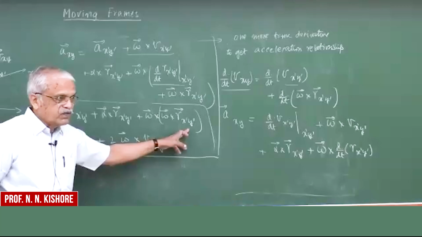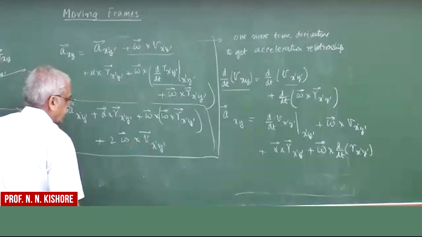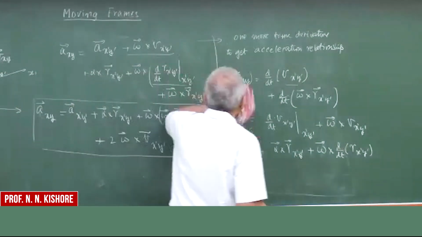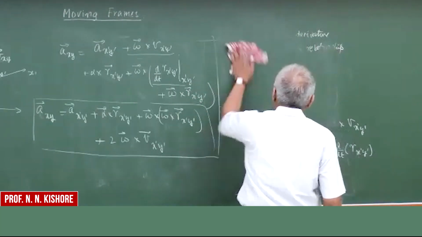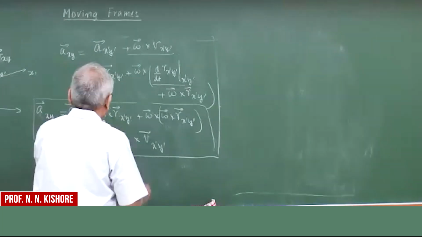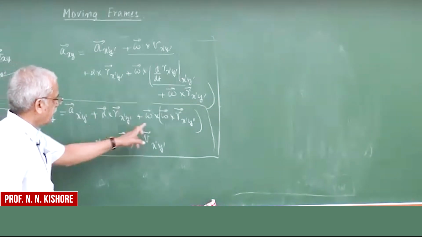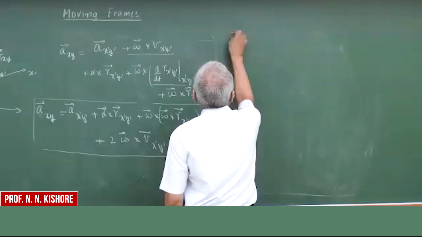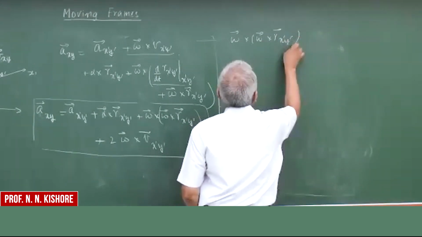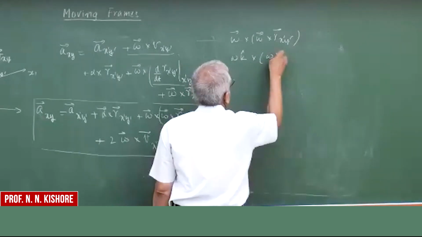Similarly, we have another omega cross omega cross rxy. Can anybody tell how you simplify this one? This is very interesting, and we should know how to do it. And then there is another term here, 2 omega cross v x prime y prime. Probably it will take a while for you to appreciate each of these terms. I'm going to simplify the terms. For example, alpha cross, okay, this seems to be a triple product, so let us just concentrate on this one first, then the other one will follow. So omega is what? Omega is omega k cross omega k cross.